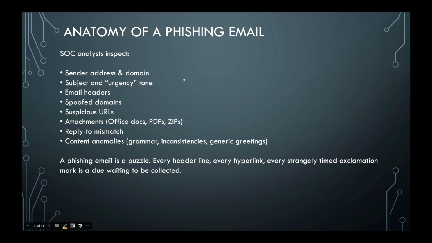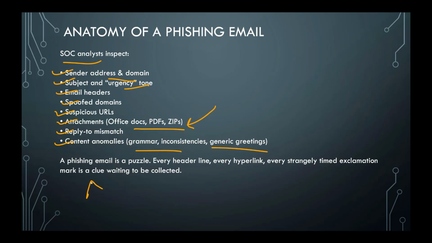Next one, the anatomy of a phishing email. SOC analysts inspect the sender email address and domain, subject and urgency, email headers, spoofed domains, suspicious URLs, attachments like Office docs, PDFs, GIFs, and reply-to mismatches, and content anomalies like grammar inconsistencies, generic greetings, etc. So a phishing email is a puzzle. Every header line, every hyperlink, every strangely timed exclamation mark is a clue waiting to be collected.